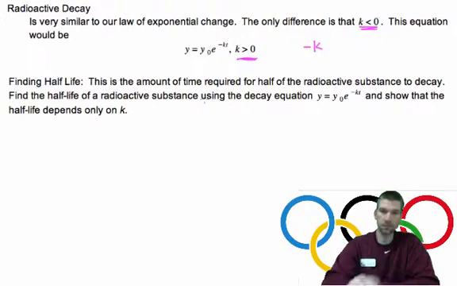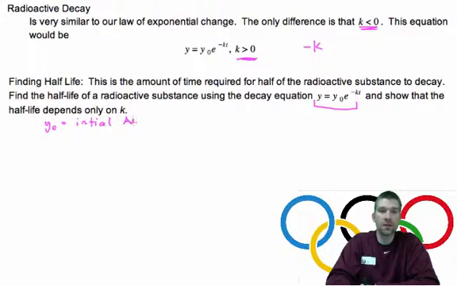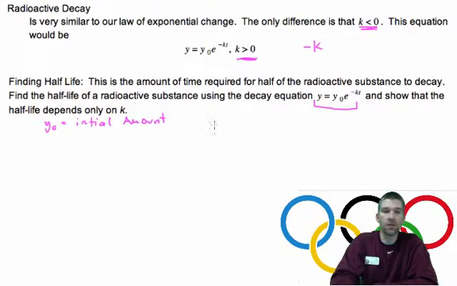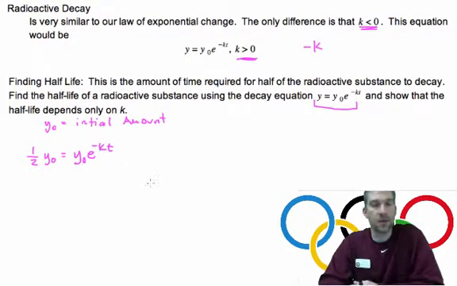Here's the thing. If this is my starting equation right here, then y0, just like in our previous example, is an initial amount. And so if my initial amount is going to be half of that, then the equation I'm going to look for is 1/2 y0 is equal to y0 times e to the negative kt. That's the setup on this.